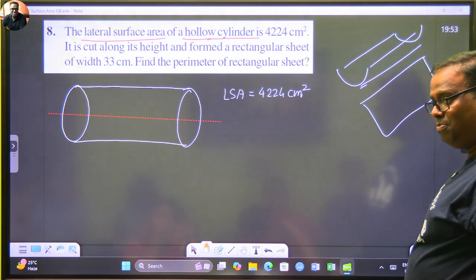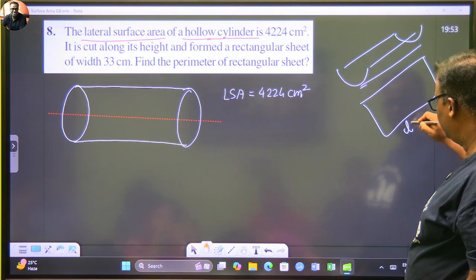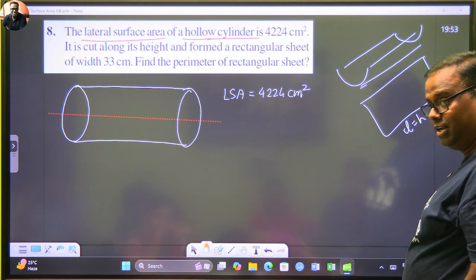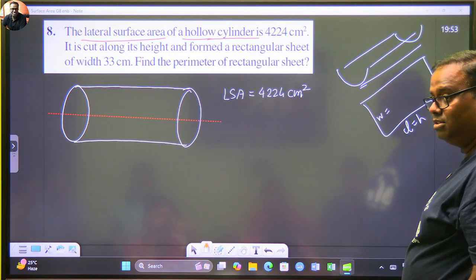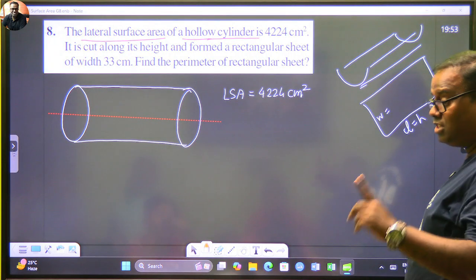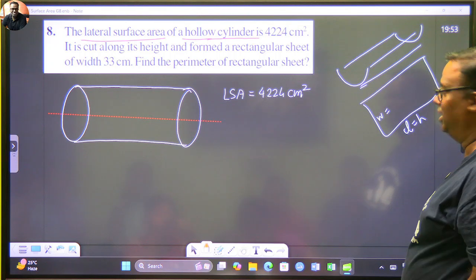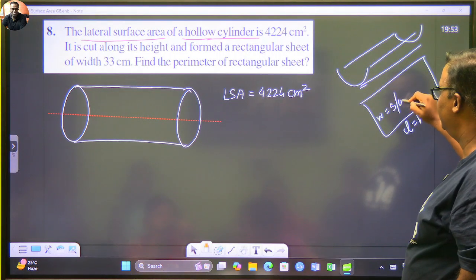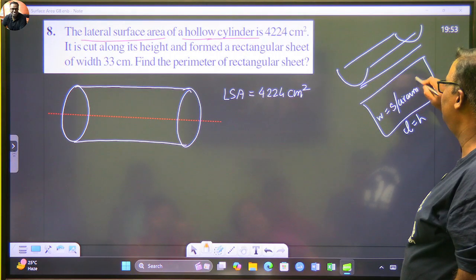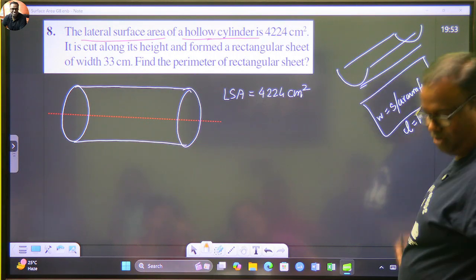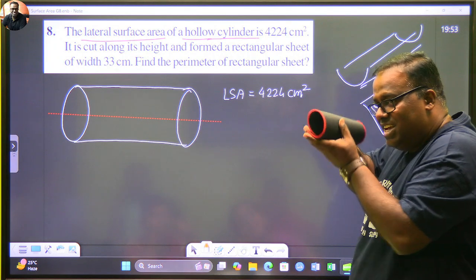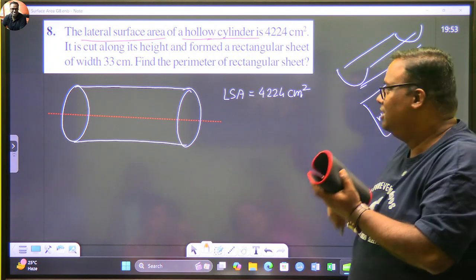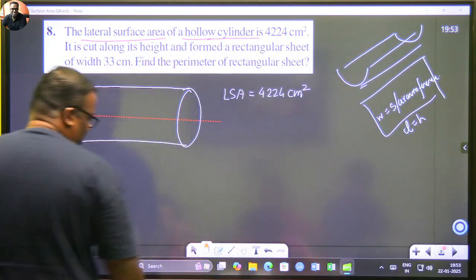But the interesting part is the length of the rectangle is equal to the height of the cylinder, and the width should be equal to not circumference, semi-circumference. Not circumference, semi-circumference. Did you understand or not? Circumference is when it's like this. You have cut it, so you will be getting this portion.